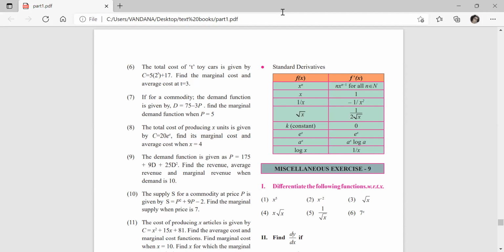You cut that under root from there. Don't write that under root, because under root 75 minus 3p is a composite function. आणि composite function चा डेरिव्हेटिव्ह आपल्याला अजून नाहीये, 12वीला आहे आपल्याला. त्याच्यामुळे तुम्ही तो अंडर रूट काढून टाका. आपल्याला कॉम्पोजिट आत्ता नाहीये.